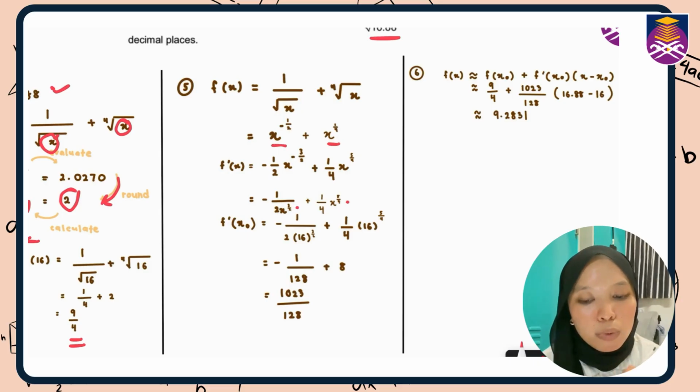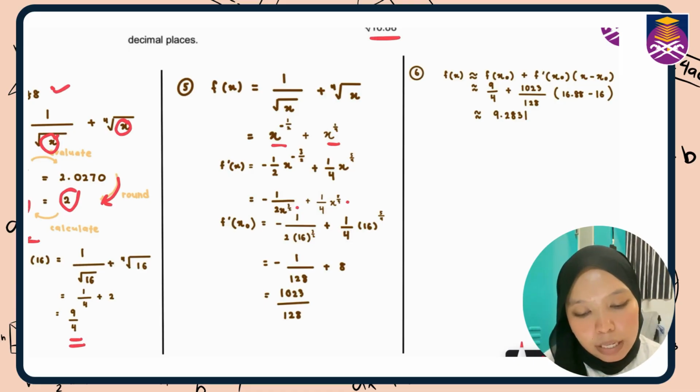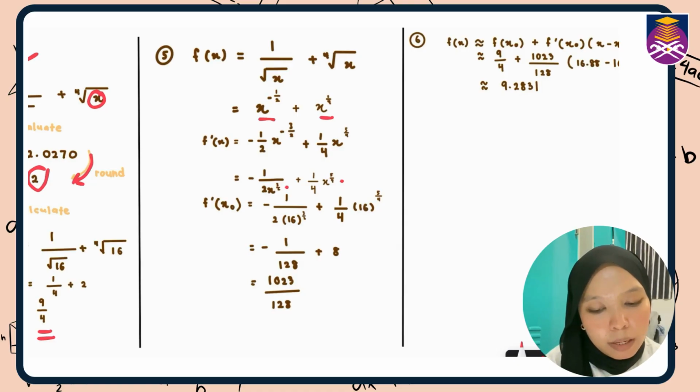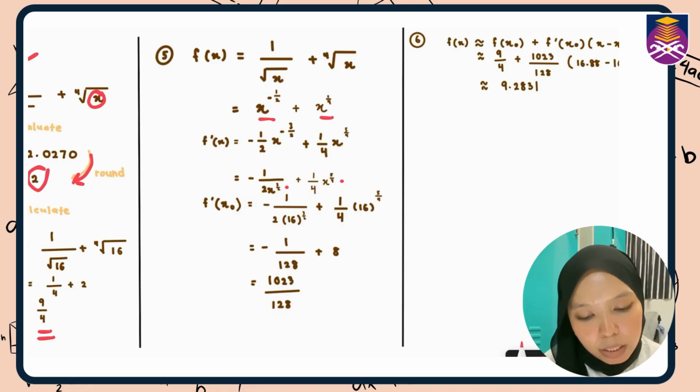And then we can find the first derivative at x naught by substituting 16 into the first derivative of the f of x function, which will be negative 1 over 2 multiplied by 16 to the power of 3 over 2 plus 1 over 4 multiplied with 16 to the power of 5 over 4. And then it will be negative 1 over 128 plus 8, and the final answer will be 1023 over 128.